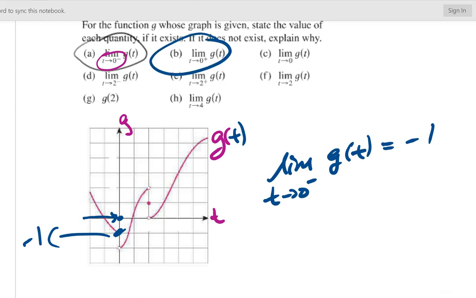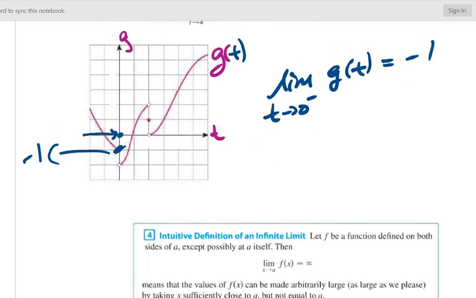Okay, now part B says, let's have t go in from the right. So now we come in from the right. Let me just do this in a different color.